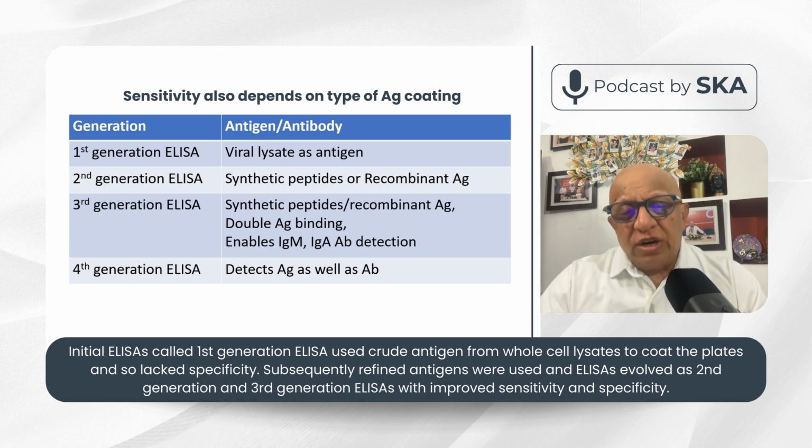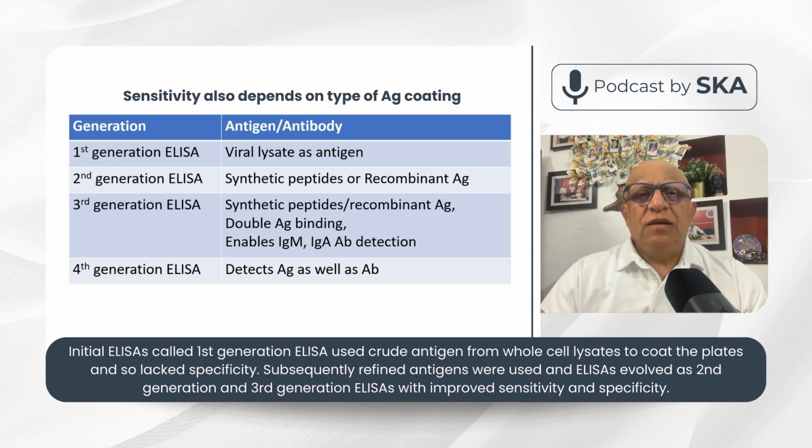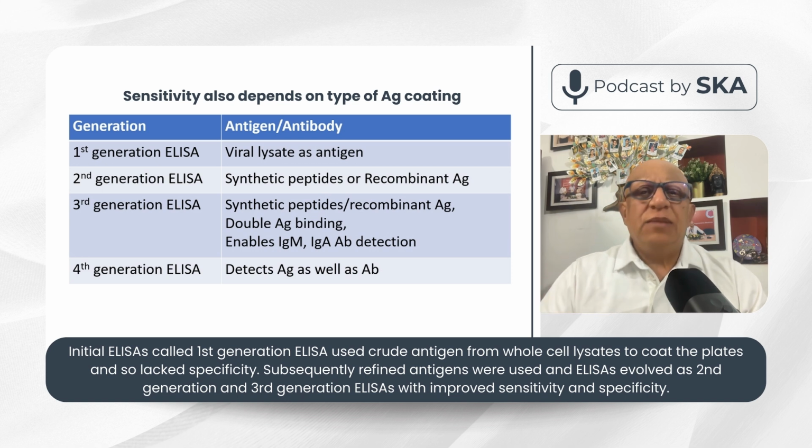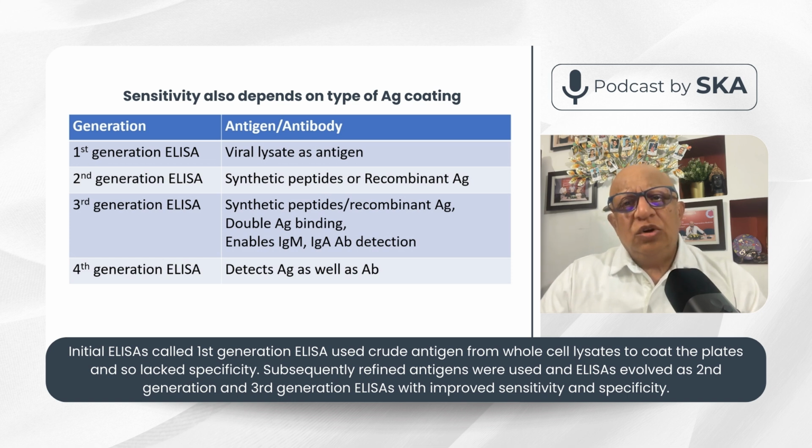And then further specificity was improved when they picked up specific epitopes, or the portions of the whole protein, which are more specific for binding to the antibodies. And so came the peptide ELISAs. The synthetic peptides are made, and these are the third generation ELISAs, which have very high sensitivity as well as very high specificity. And we do have some kinds of ELISAs where you can detect either antigen or antibody.